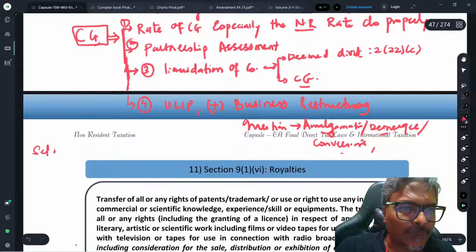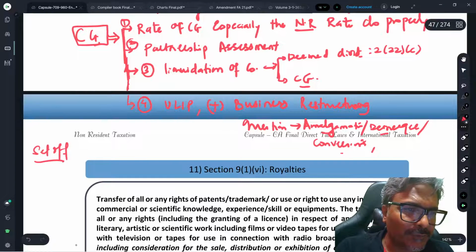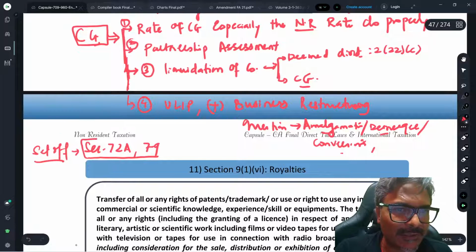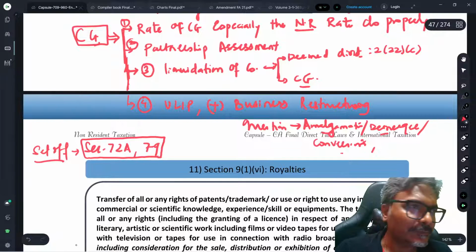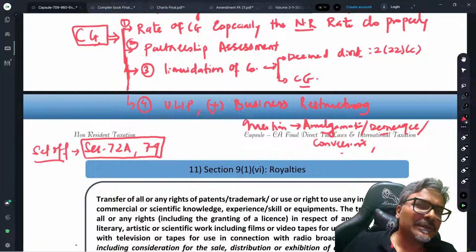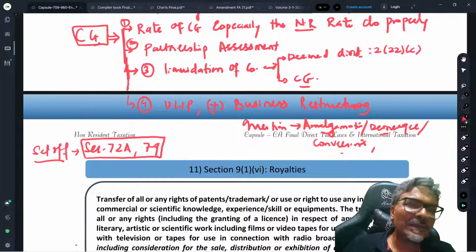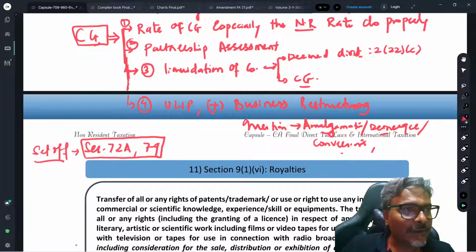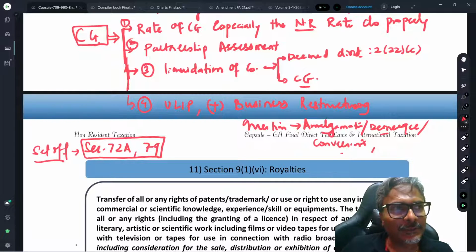The set off topic this time, students, please do sections 72A and 79 thoroughly. Section 72A and 79, these two sections, thoroughly in the set off topic. Are you clear with this one or not? Fine. Are you all clear with this one?